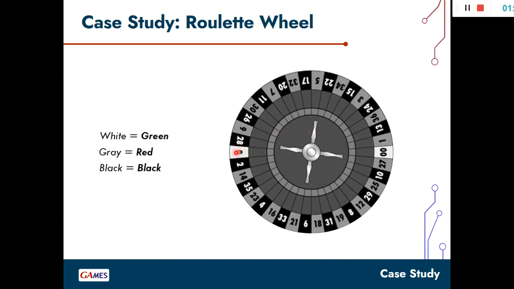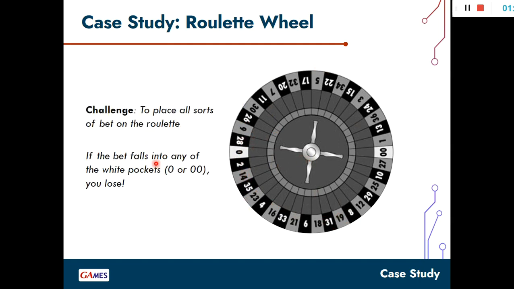So the whites are green. How many green pockets do we have here? We have two. How many red pockets? Of course, you have to count that. In order not to waste time, let's just skip that. Then we have black pockets also. So let's now get to the details.